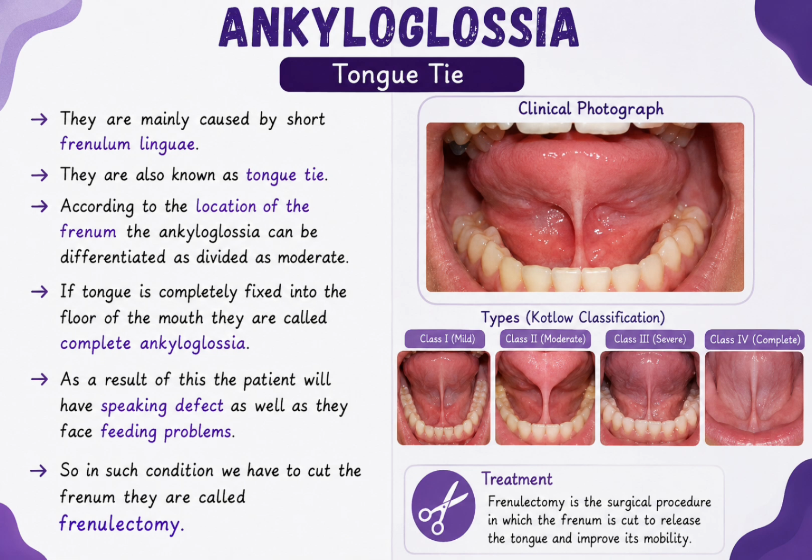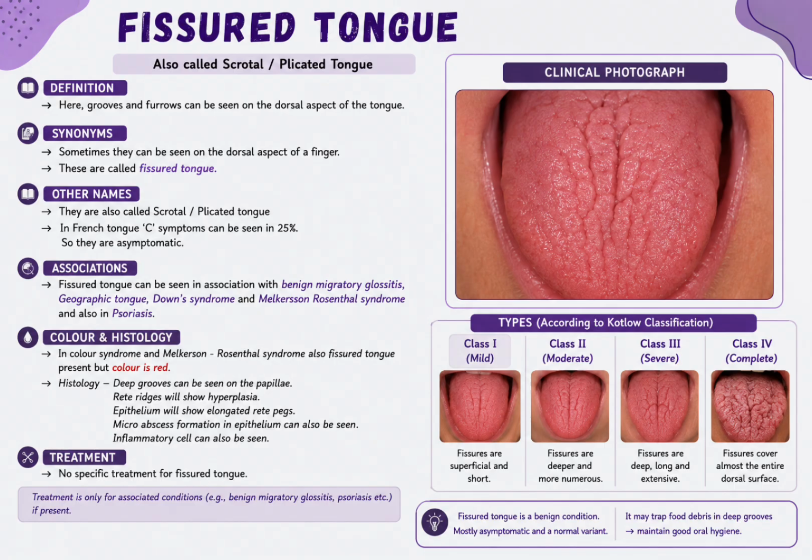Next, the anomaly that we are going to learn is the fissure tongue. What is fissure tongue? In this picture we can see, on the dorsal aspect of the tongue, a lot of grooves and fissures. If grooves and fissures are present on the dorsal aspect of the tongue, it is called fissure tongue. This fissure tongue is associated with benign migratory glossitis and Melkersson-Rosenthal syndrome as well as Down syndrome. In these cases also we can see the fissure tongue.